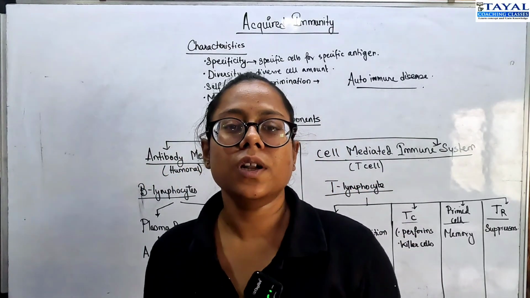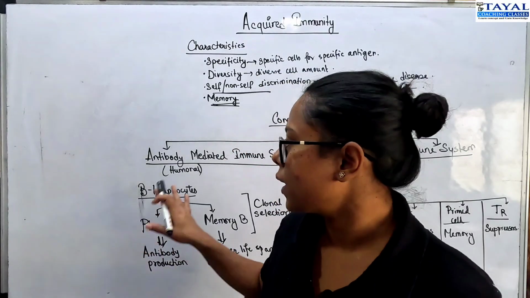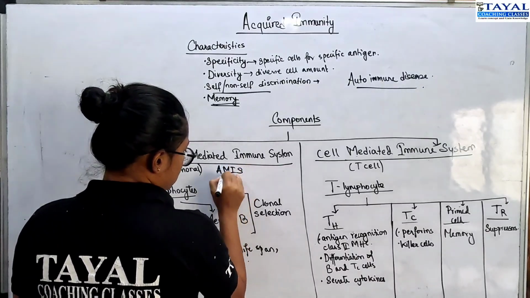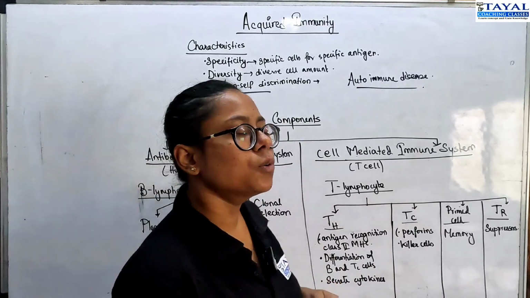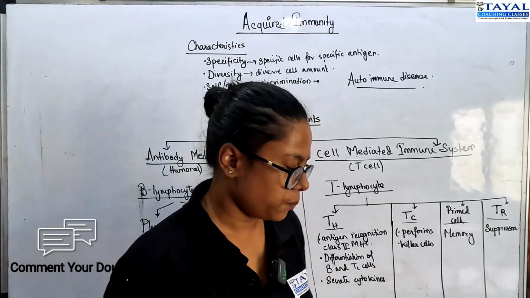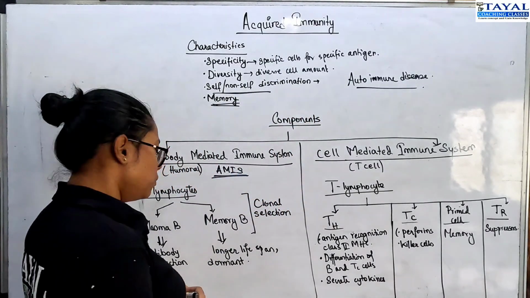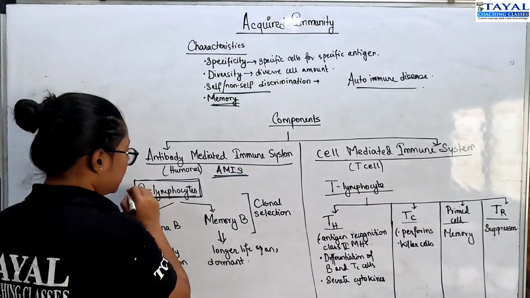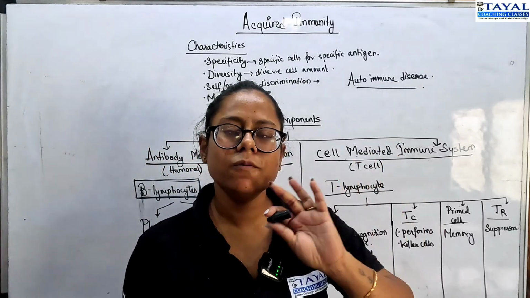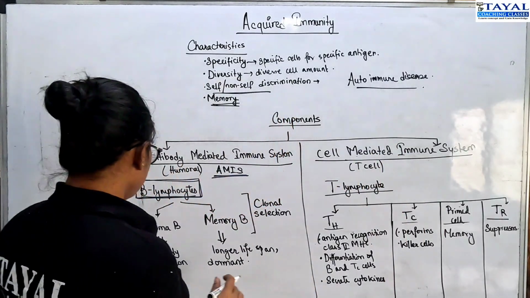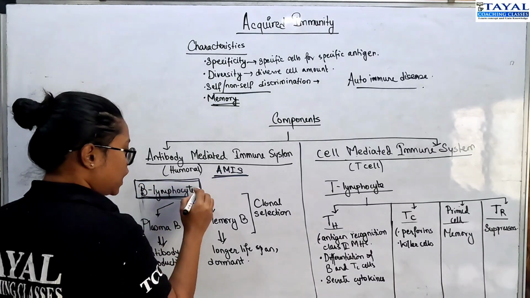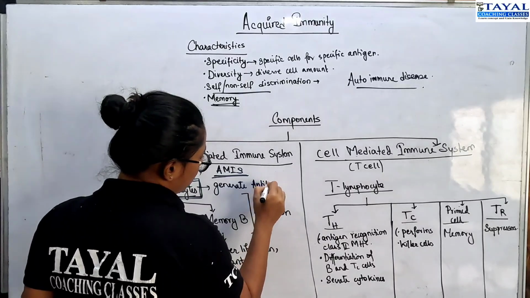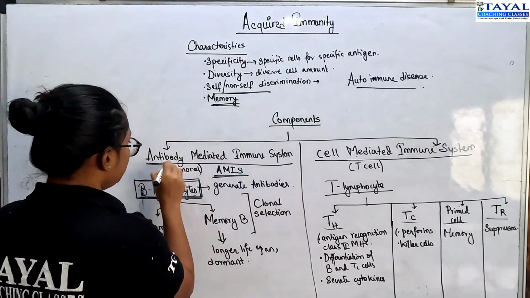So now there are two components via which your acquired immunity works. One is AMIS. AMIS is antibody mediated immune system. It's also known as humoral because it is mostly associated with body fluids, right? So antibody mediated immune system works via B lymphocytes. So there are two kinds of lymphocytes in your body, B lymphocytes and T lymphocytes, okay? B lymphocytes are the ones that generate the antibodies, and therefore it is called antibody mediated immune system.